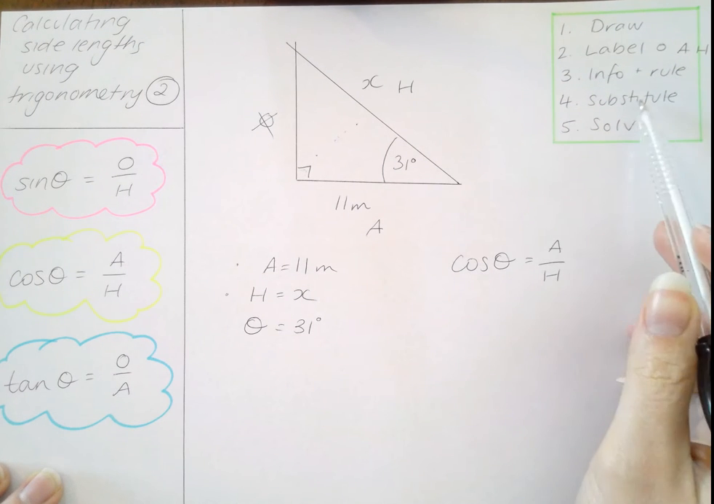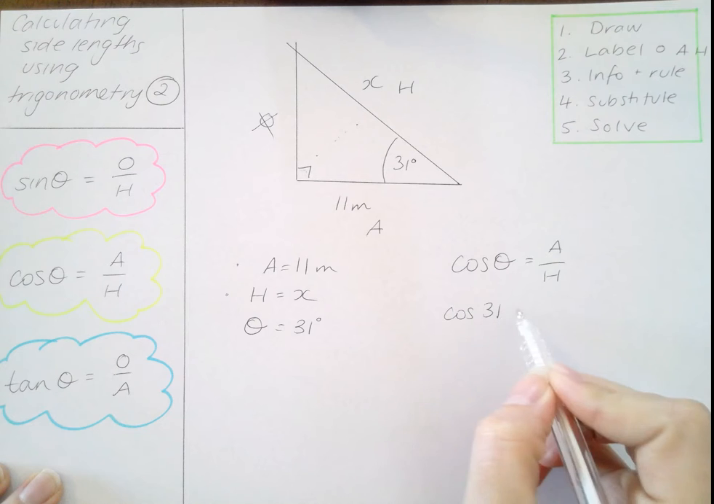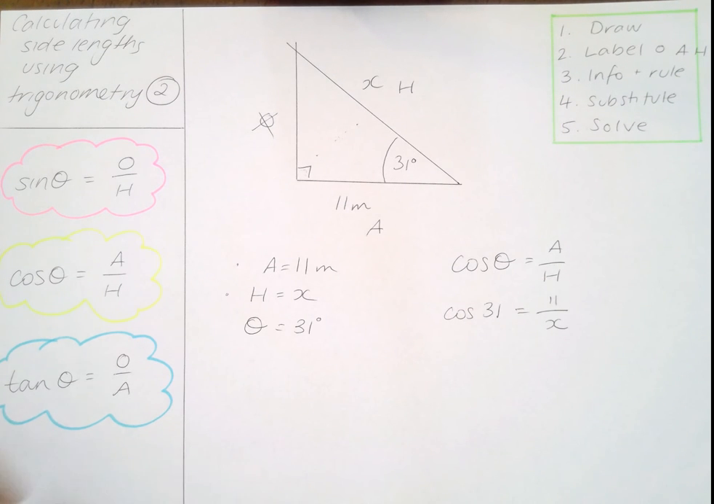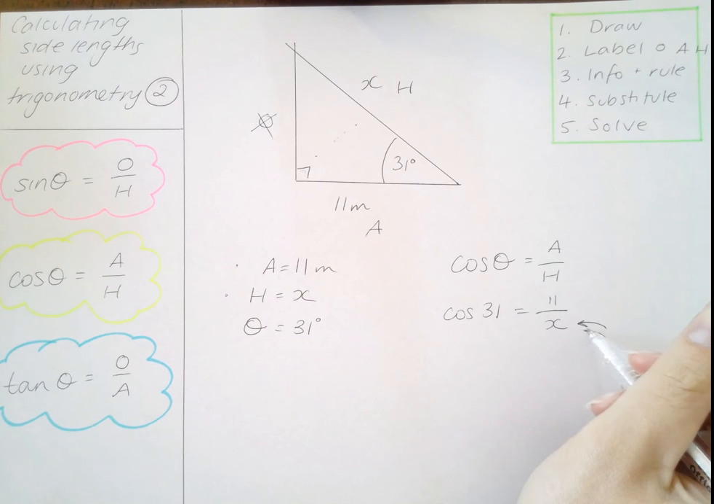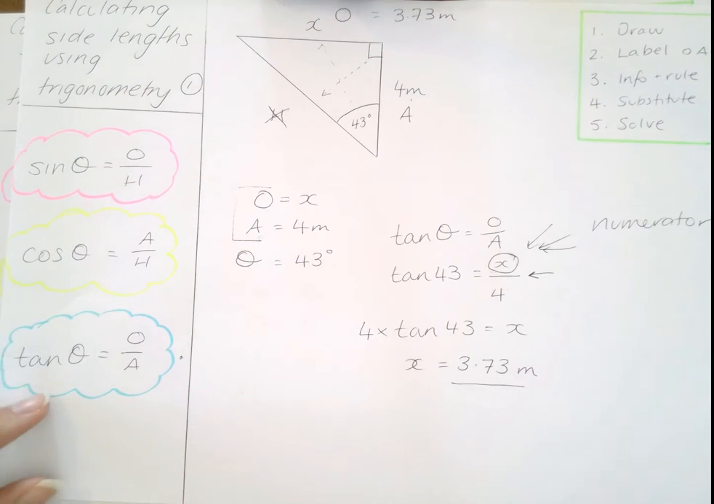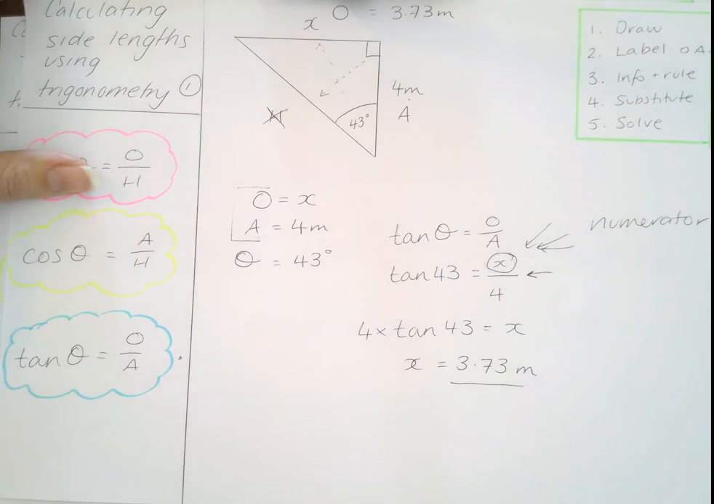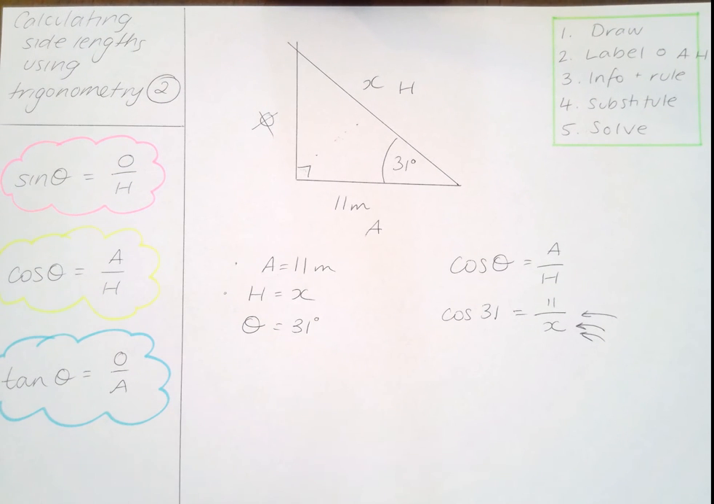We will now substitute in the values that we have. So here we go, cos of 31 is equal to 11 on X. Now the difference here, and I want you to pay really close attention to the difference between this one here, where our X is on the bottom of the fraction, it is the denominator, and I'm going to put the old one in across. This is the one we did before. The unknown was the numerator. Okay, so we aren't going to rearrange in the same way. We're going to do it a bit differently this time.